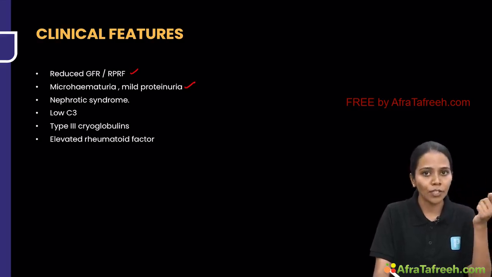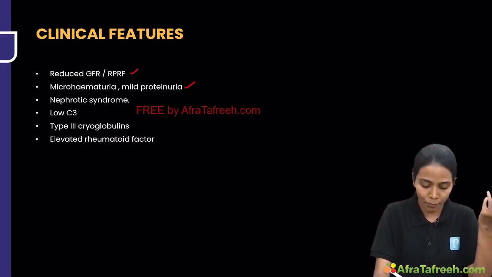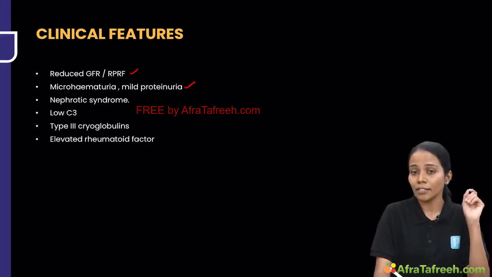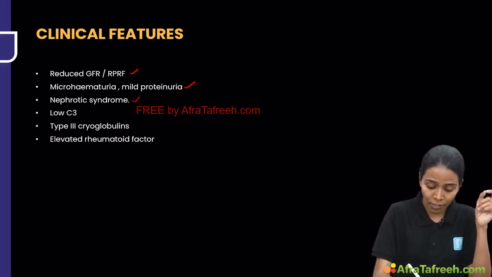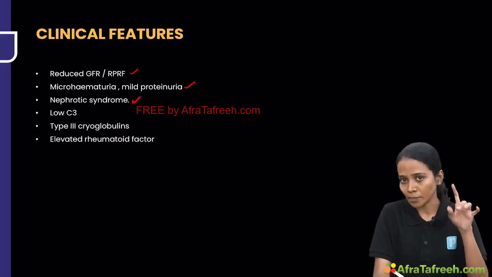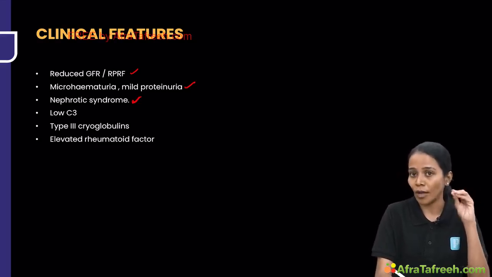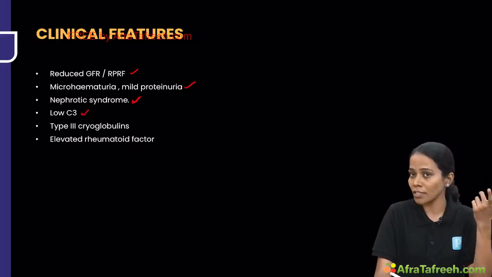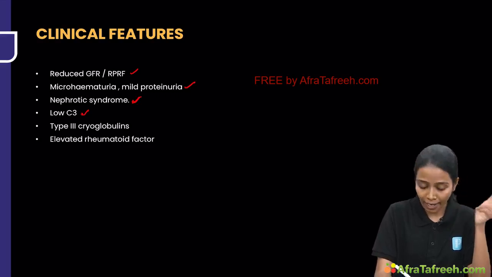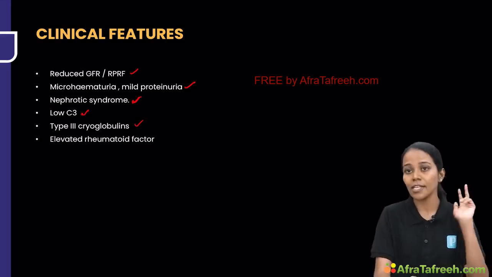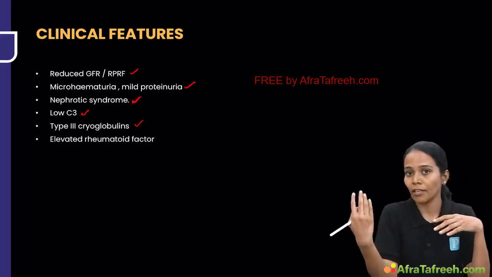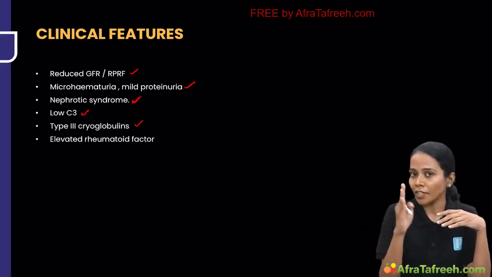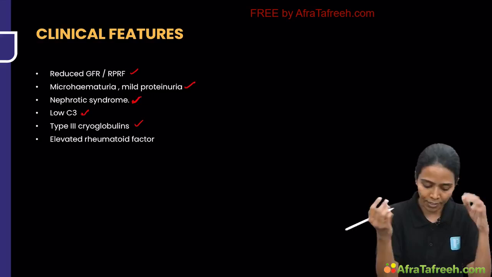You ask for urine routine, protein is going to be 1+ with some few RBCs. Okay. Some patients can also present with nephrotic syndrome. Then you have to suspect endocarditis. You have to send complement levels. Then once you get low C3, you can send complement levels and cryoglobulin levels. So when you get low C3 and type 3 cryoglobulins, then it can help you in making the diagnosis of infective endocarditis associated IRGN, okay.